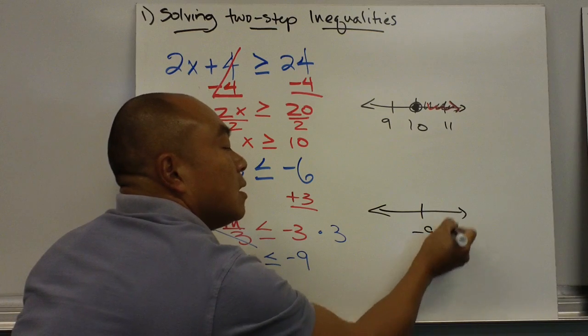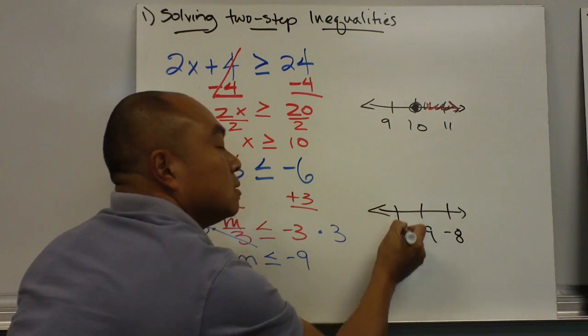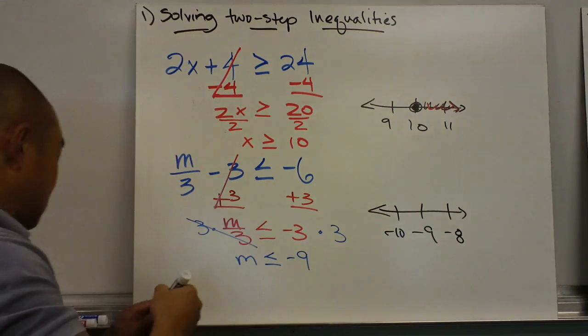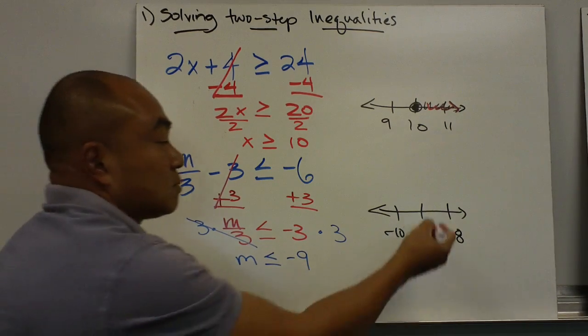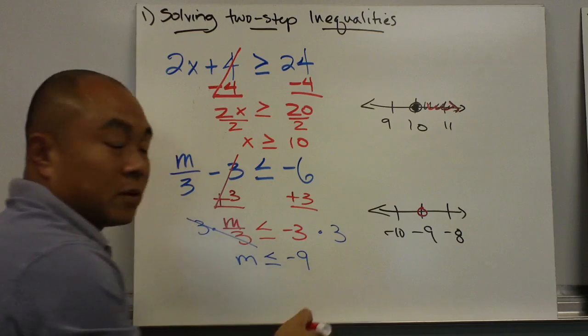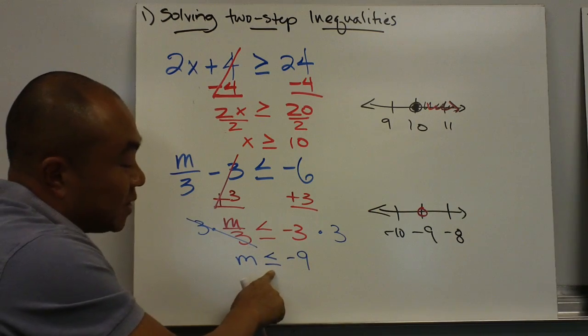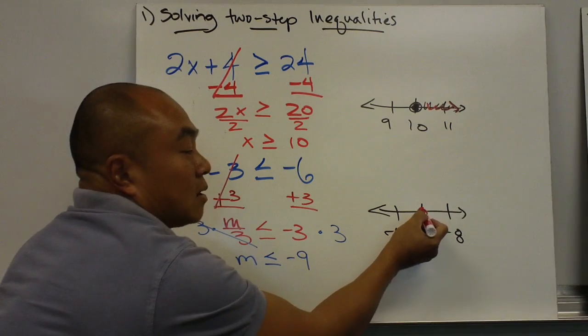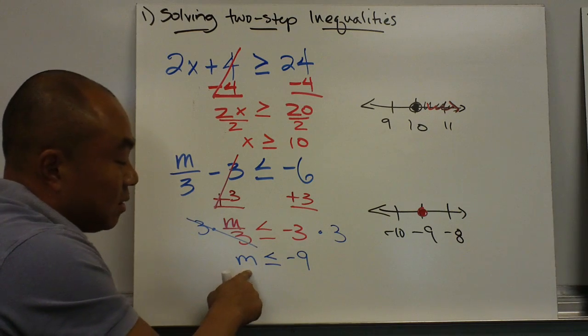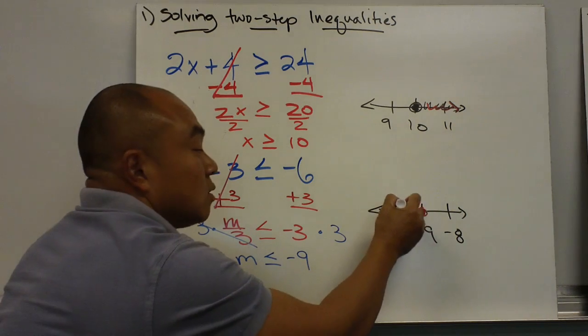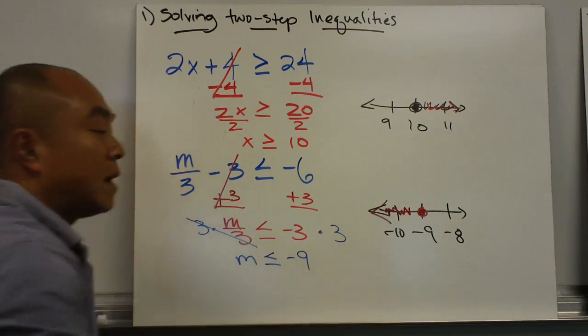Here you have negative 9, negative 8, and negative 10. You're going to graph negative 9, again with a dot. Because you have an equal sign here, that makes it a solid dot. And you're looking for all the values of m that are going to be less than negative 9. So, that way.